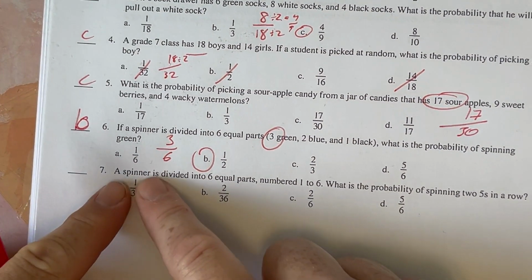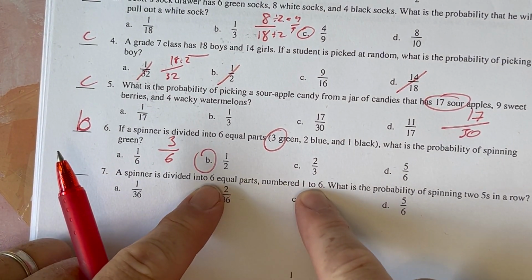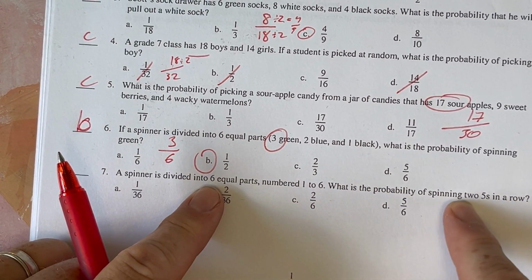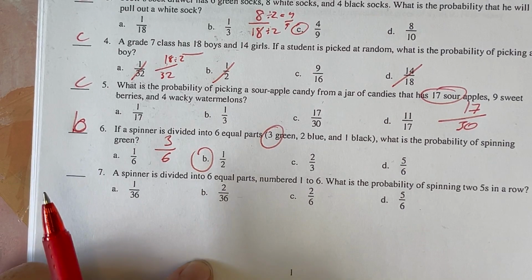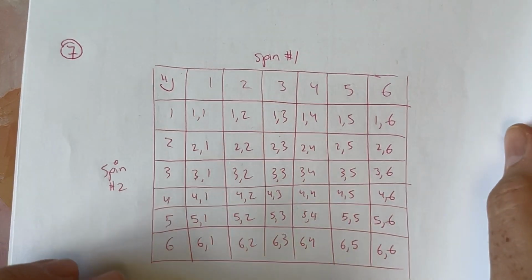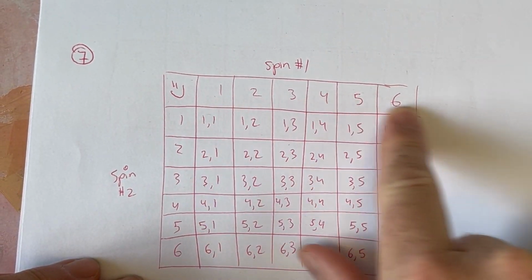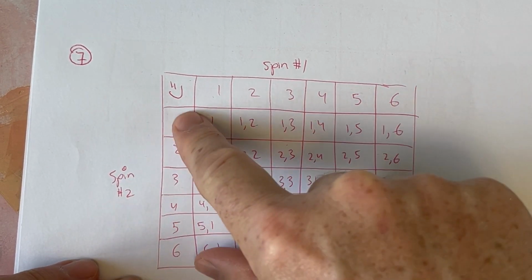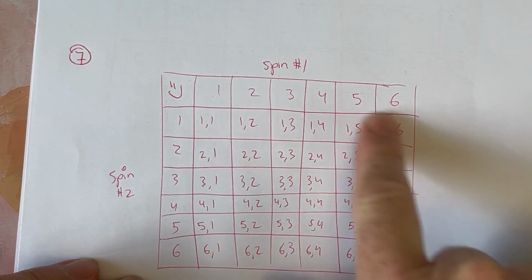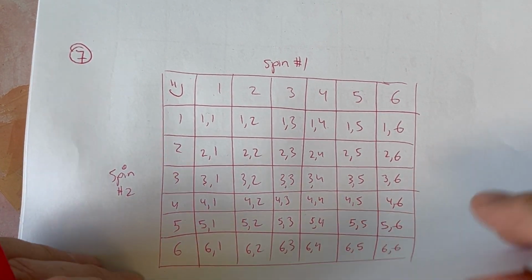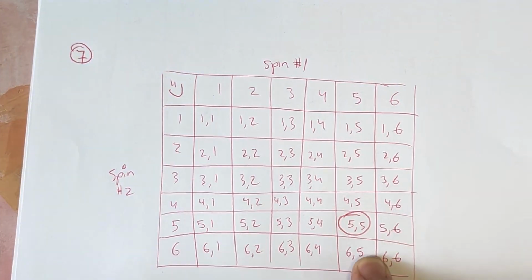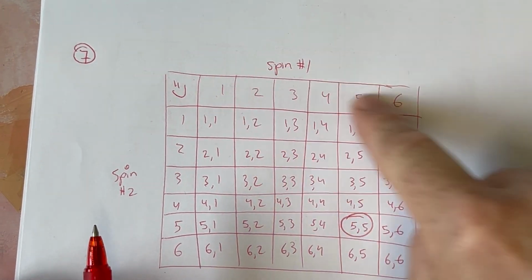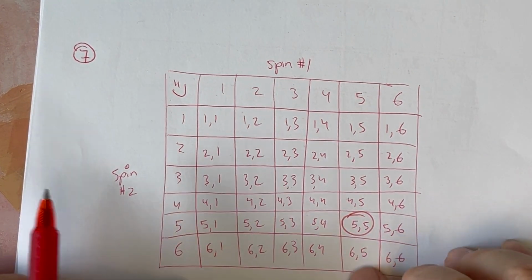All right, number 7. A spinner is divided into 6 equal parts, numbered 1 to 6. What's the probability of spinning 2 5s in a row? So again, to help me on this one, I drew a table. Spin 1, 1 through 6. Spin 2, 1 through 6. All of my possible combinations. The question says 2 5s in a row, so 5 and 5, which is right here, which is one of them. Out of how many? 6 by 6 is 36, so 1 out of 36.